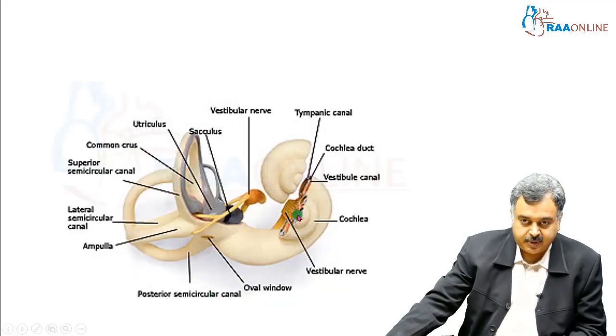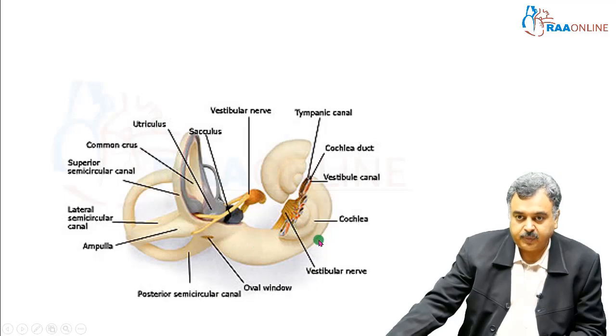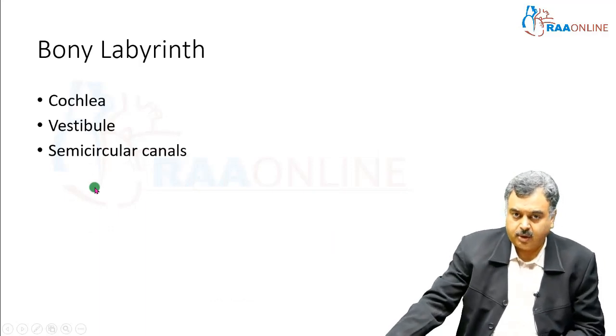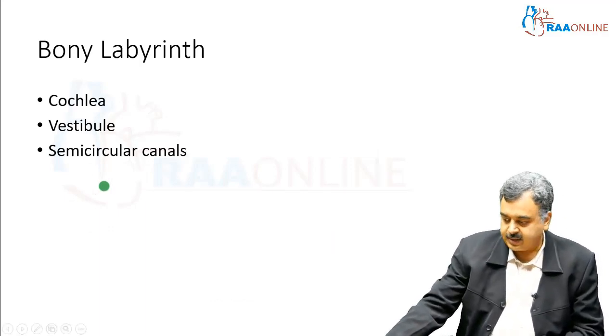This is a pictorial representation of the bony and membranous labyrinth. The white colored part is the bone. So you have the cochlea, this is the vestibule, and these are the semicircular canals. The grey colored part here is the membranous labyrinth, where we have the semicircular canal, the saccule and the utricle, and this will be the vestibular nerve and the cochlear nerve.